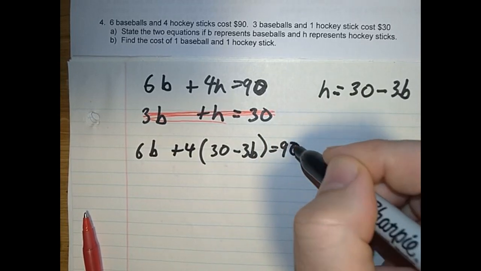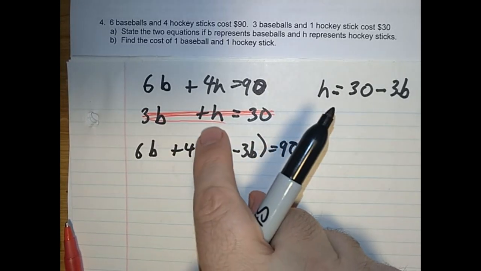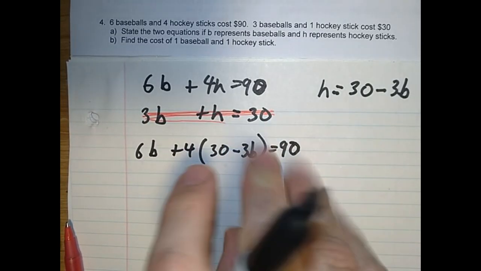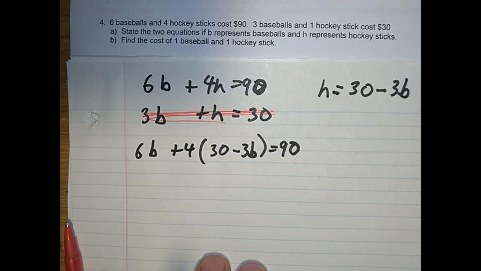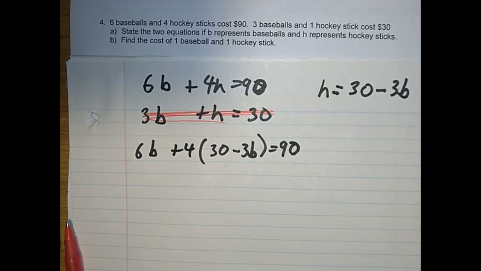Now, at this point, you can pause it, and students can try to solve that. They can go 4 times that, 4 times that, solve it all out, find B, and then plug B in here to find the cost of a hockey stick. Okay, so just pause it, and we'll go from there. Okay, let's finish it off here.